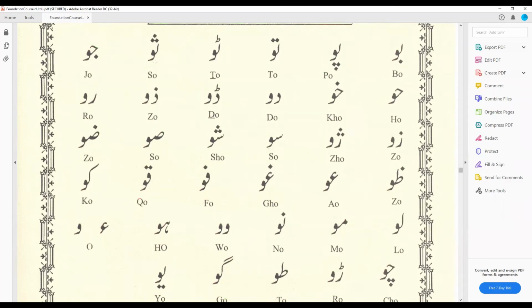Three dots, so. Se wow so. Next, Jim wow jo. Hey wow ho. And khe, this is khe, one dot over the hey. It says khe wow kho.